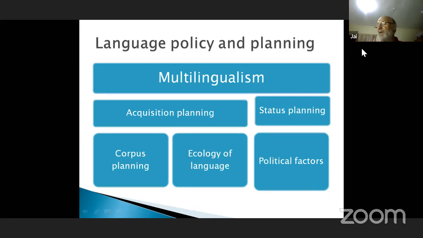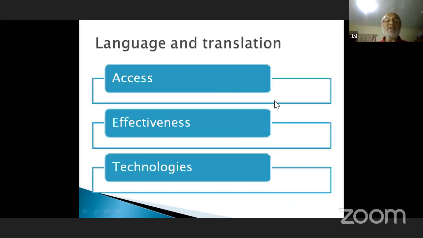And then also the political factor plays a role in language planning, because if the politics is favorable, then the language can get status, and multilingualism can be planned in a proper way, and all the languages get recognition and status, and the children get education through their own language. Then comes language and translation. This is a booming applied linguistics genre.